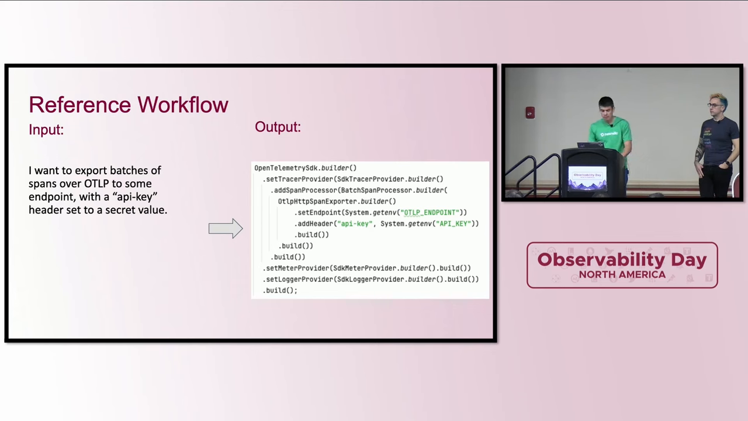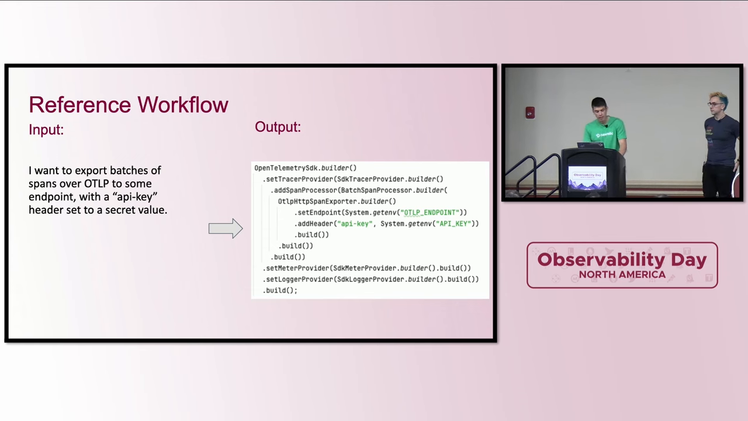To frame this discussion, let's first consider the core workflow we need to facilitate. We need some way for users to specify their desired configuration. In this trivial case, I want to export batches of spans to some OTLP endpoint and include an API key header. We need to be able to specify this in a way that's language agnostic, and the format needs to be agreed upon beforehand to ensure that all parties are speaking the same language.